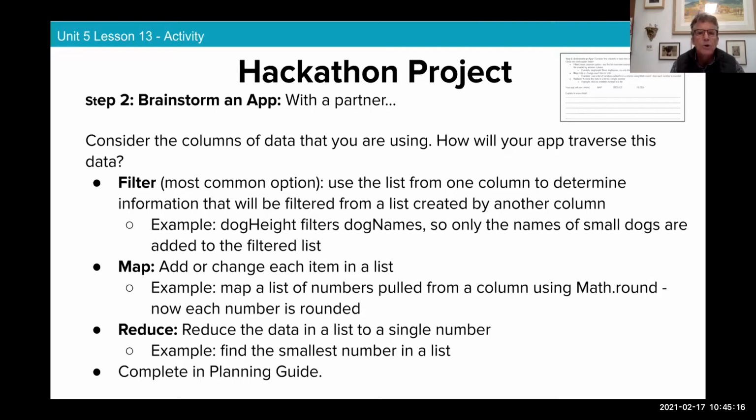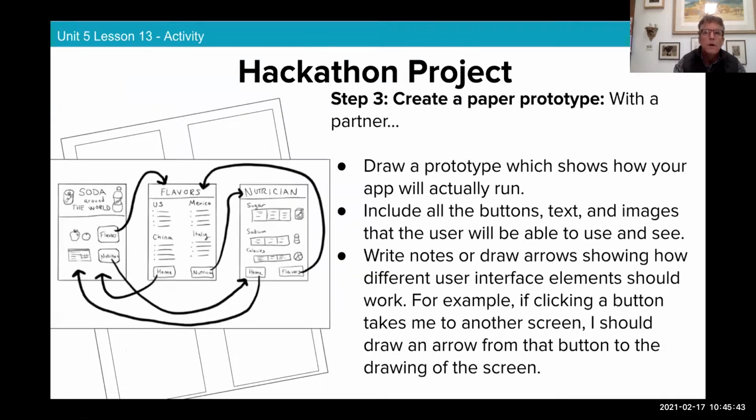Map, add or change each item in a list. Example, map a list of numbers pulled from a column using math round. Now each number is rounded, okay? Reduce the data in a list to a single number. For example, find the smallest number in a list. Find the largest number in the list. Who got the best grade in the class? Complete in planning guide, all right?